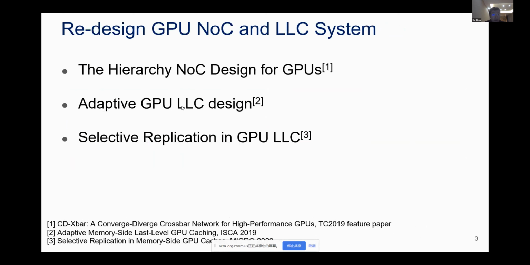First, I will give a presentation about our hierarchical NoC design for GPUs. Next is the adaptive GPU LLC design. And finally, I will talk about the selective replication in GPU LLC. Let's look at the first one.